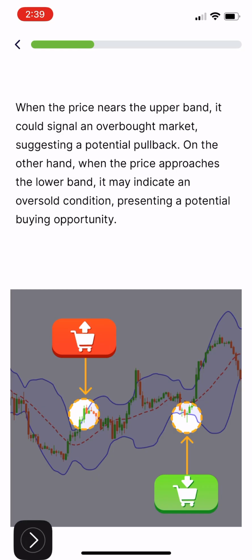When the price nears the upper band, it could signal an overbought market, suggesting a potential pullback. On the other hand, when the price approaches the lower band, it may indicate an oversold condition, presenting a potential buying opportunity.